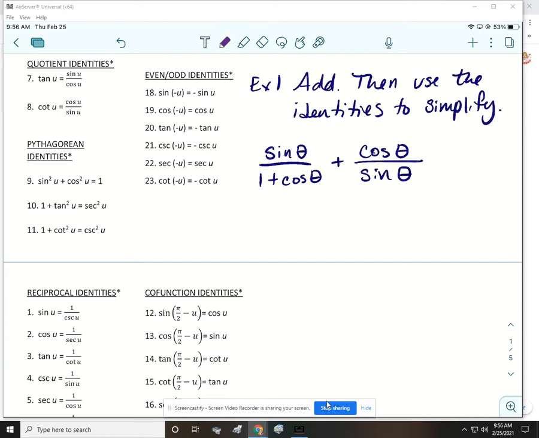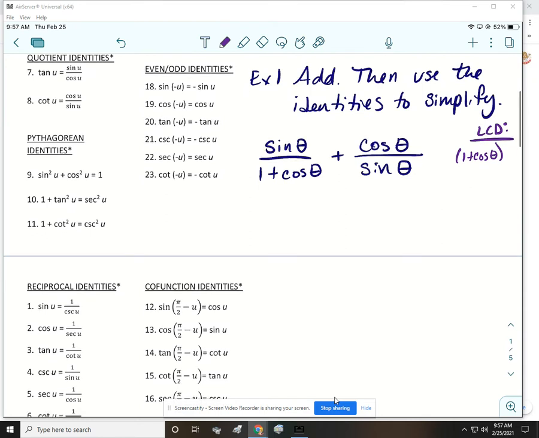So what we'll need to do is figure out what your least common denominator is. So over to the side, we're going to figure out the least common denominator. And it has to have everything both of your denominators have. So it has to have a 1 plus cosine of theta. And it has to have, I don't have a lot of room, it has to have a sine of theta also. All right, let me just rewrite that because that's kind of annoying.